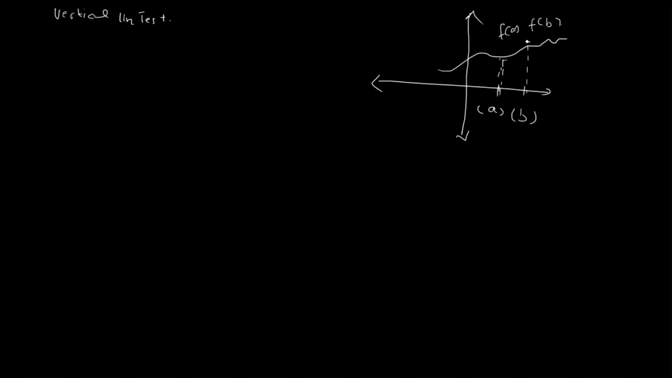But there are some cases where, say something like this, right? Here this point a has two values, 1 and 2. This is not a graph of a function. This is a function, but this is not a function.